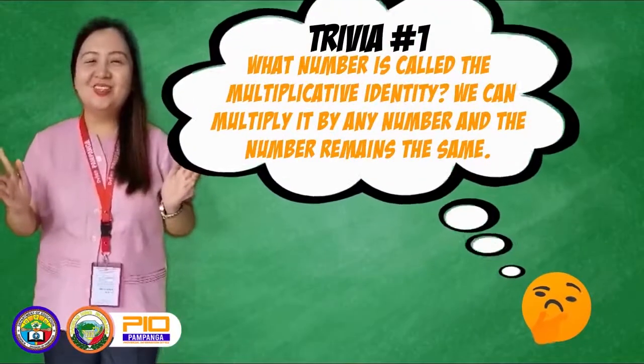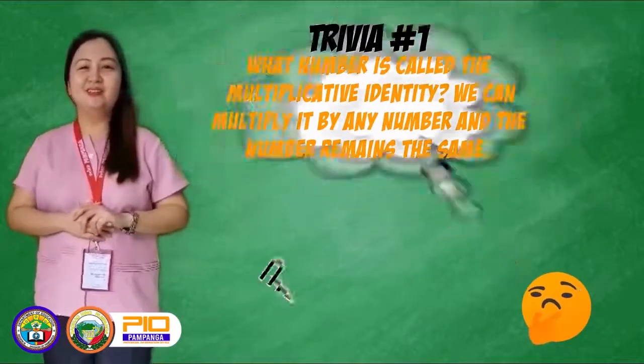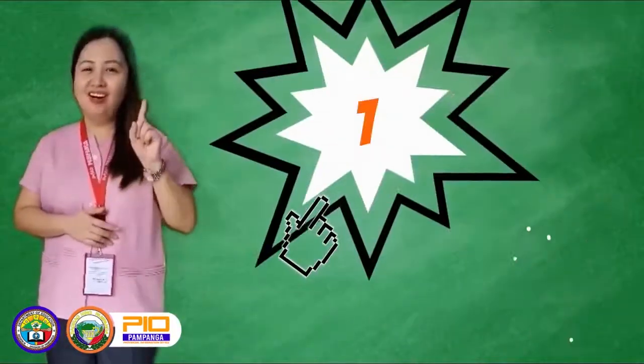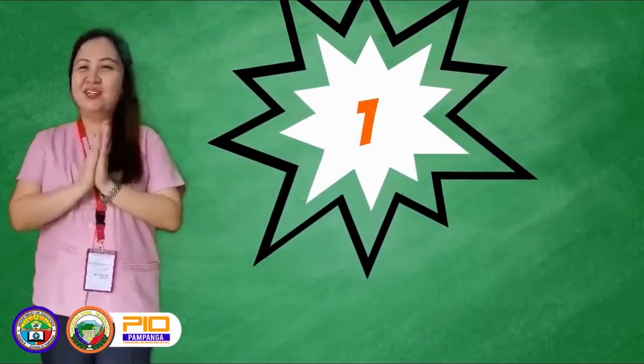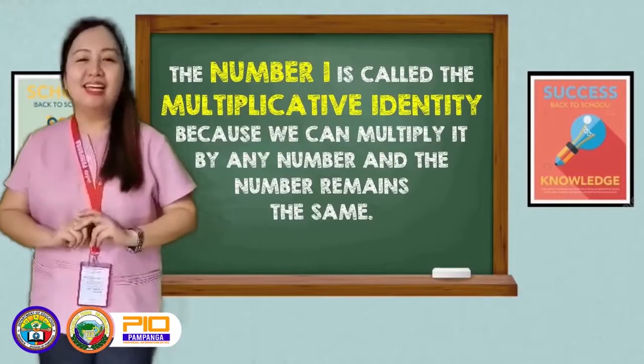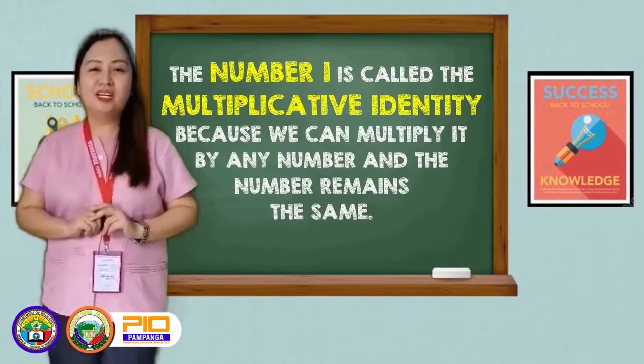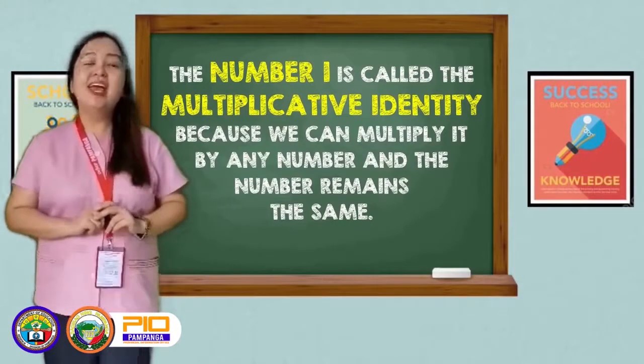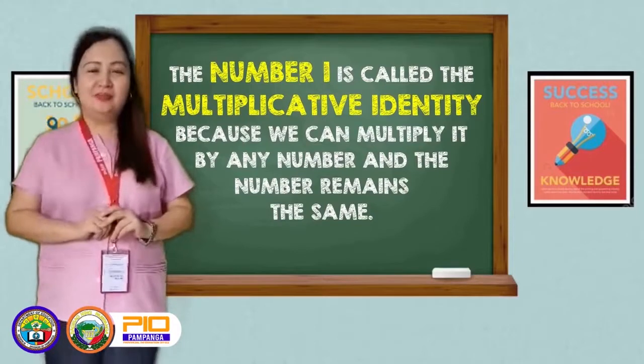Super K Kids, what is your answer in your math trivia a while ago? The answer is 1. How about a big hand for all of you? The number 1 is called the multiplicative identity because we can multiply it by any number and the number remains the same.